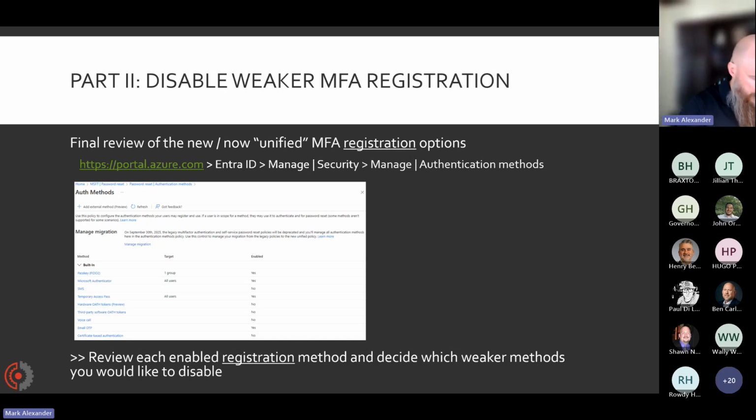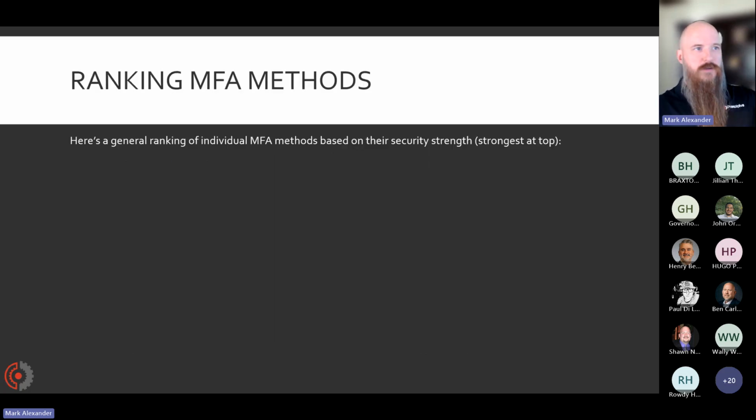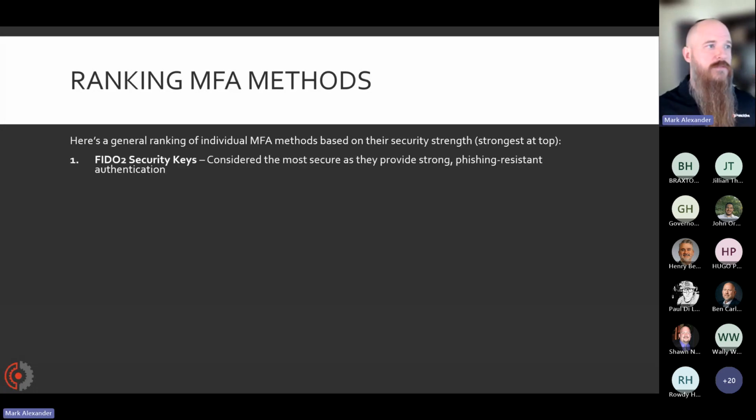And I keep talking about weaker and stronger, right? So I'd like to give y'all some guidance on how we would rank individual MFA methods from strongest to weakest here in this presentation. So at the top of that list would be FIDO2 security keys. Those are the keys that we're talking about in the giveaway at the end of this presentation. And I've got one I'm showing here in the camera, but it's not one of those RSA tokens. It's typically just a little fob that has a little button that you can push on it.